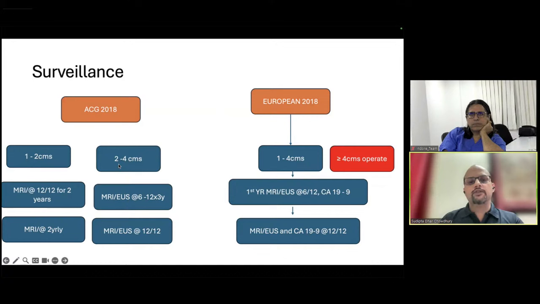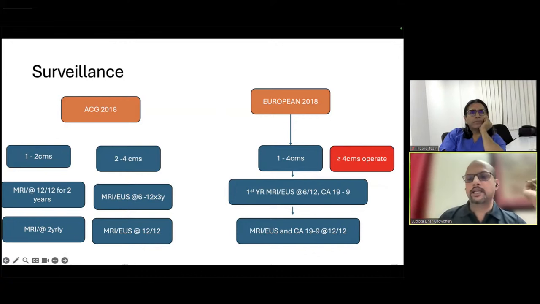For lesions of 2 to 4 centimeters, MRI or EUS at 6 monthly intervals for 3 years, followed by MRI or EUS at 1 year interval for additional 3 years. So, as discussed in the question earlier also, the highest risk of malignancy is in the first 3 years of follow-up, and therefore the intensity of follow-up is also higher during this period.